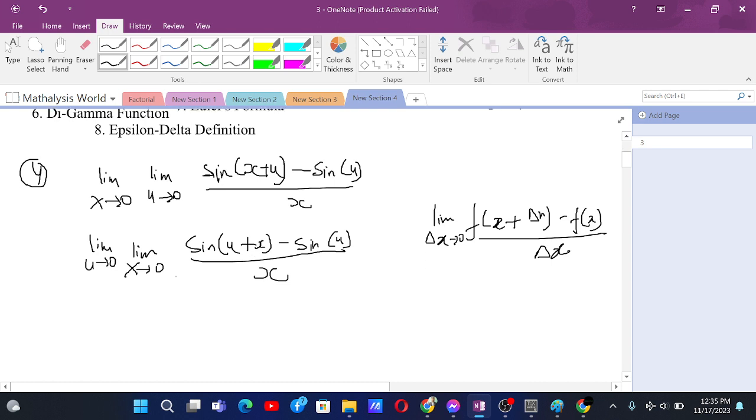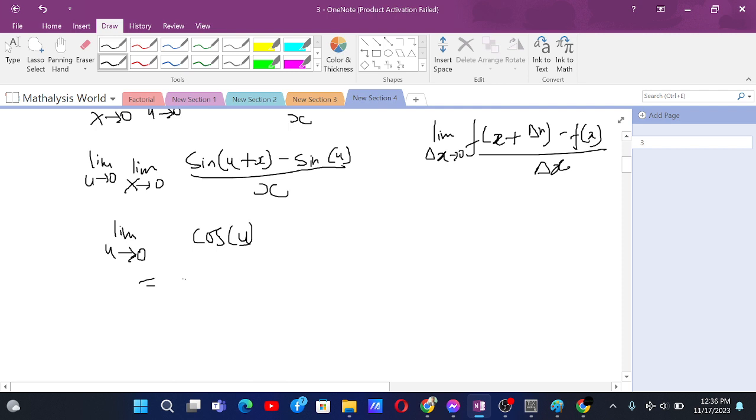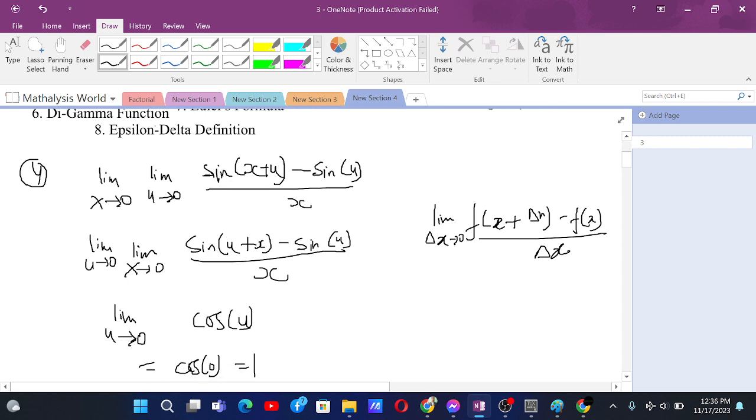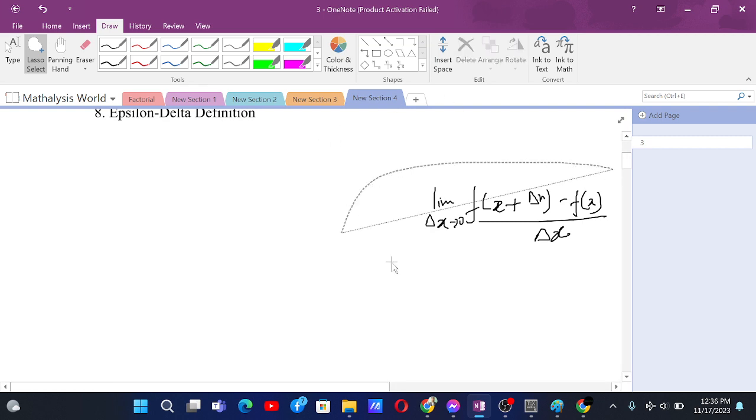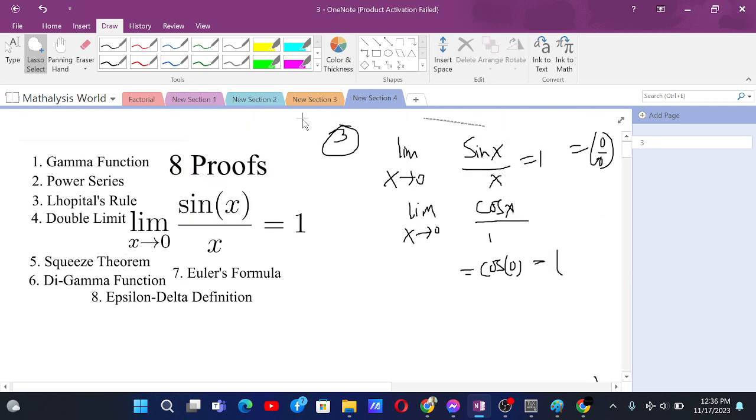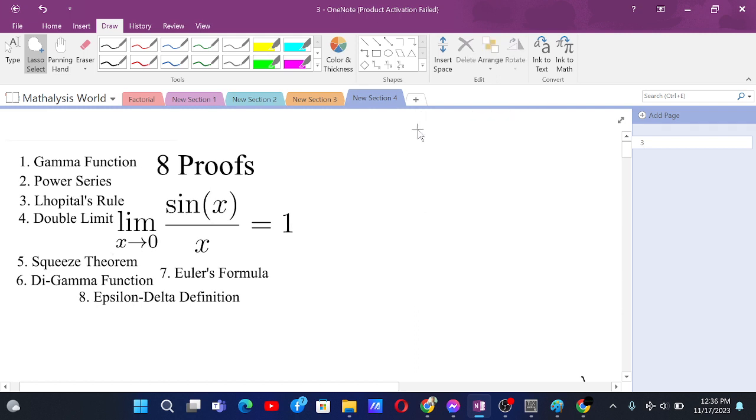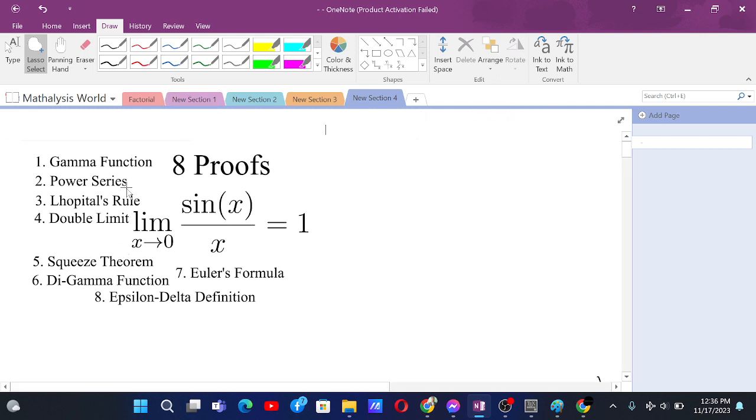So this is just the derivative of the function, which should be cos of u. So limit u tends to 0 of cos of u, and substituting 0 we have cos of 0 equals 1. So we have solved it this way as well. Now let us erase them. We already have 4 different solutions for this limit. Now we are heading towards the other 4.